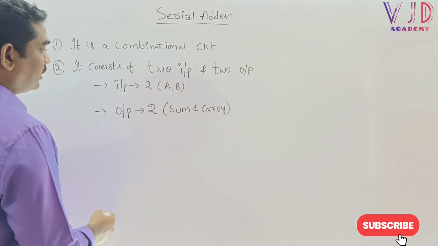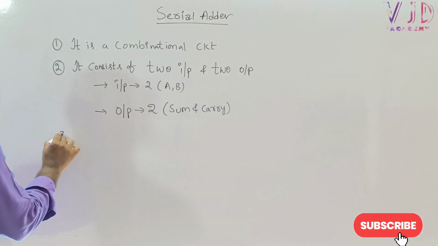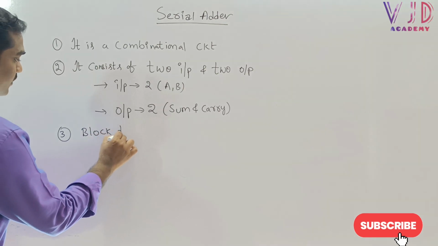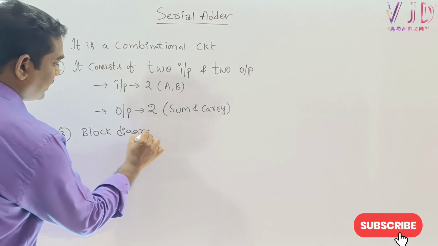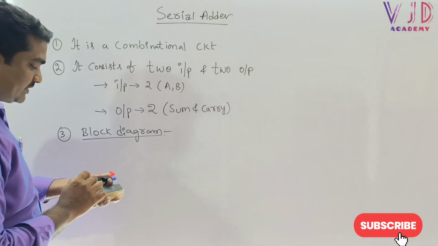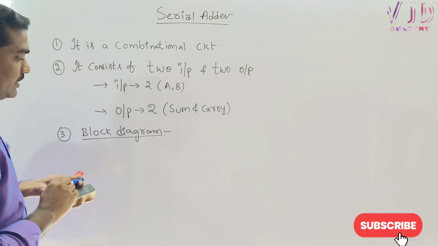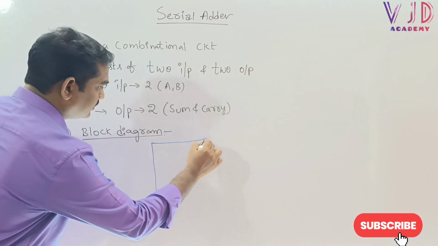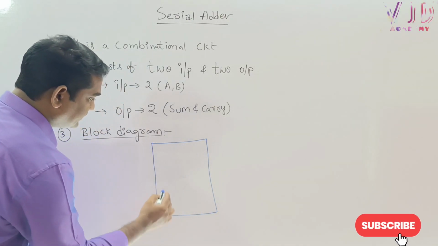And now the third point is the block diagram of the serial adder. Let us try to understand here. This is the serial adder.